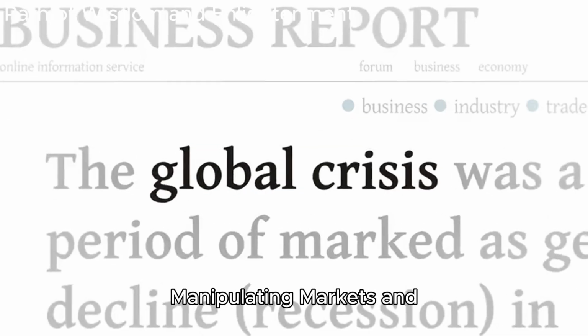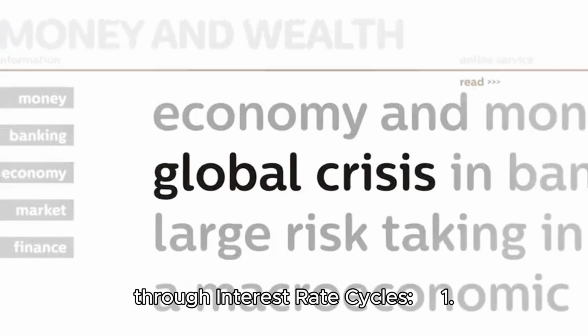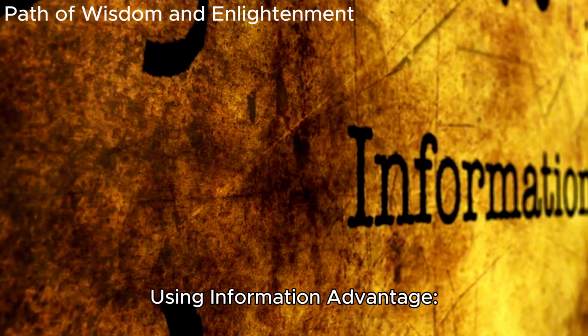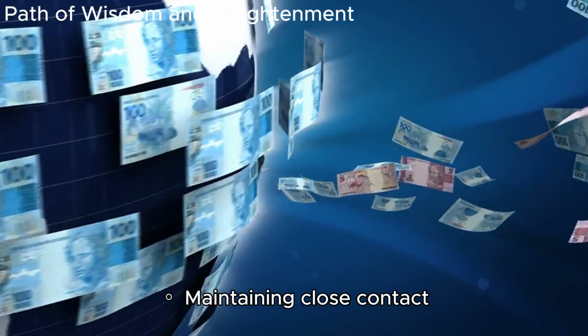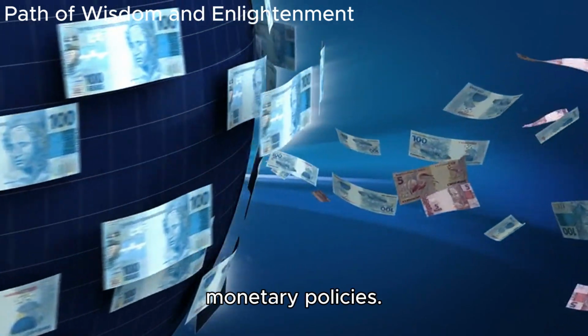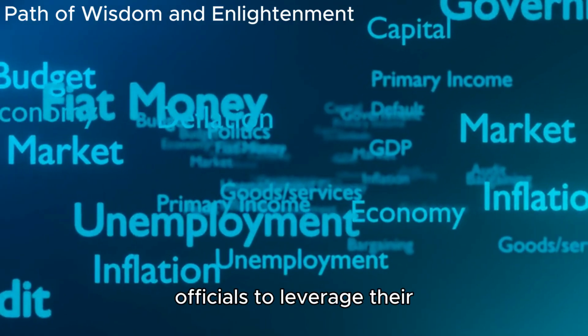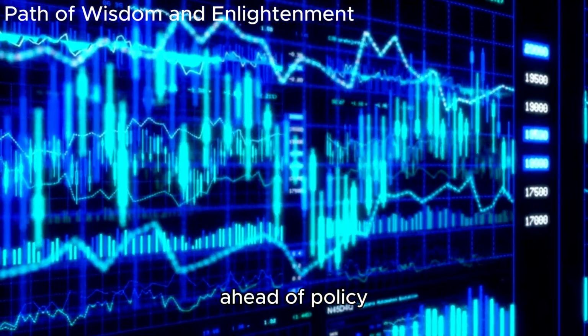Financial giants manipulating markets and plundering global wealth through interest rate cycles. 1. Using information advantage. Maintaining close contact with government officials to gain insider information on monetary policies. Hiring former government officials to leverage their networks for policy developments. Using high-frequency trading systems to trade ahead of policy announcements.